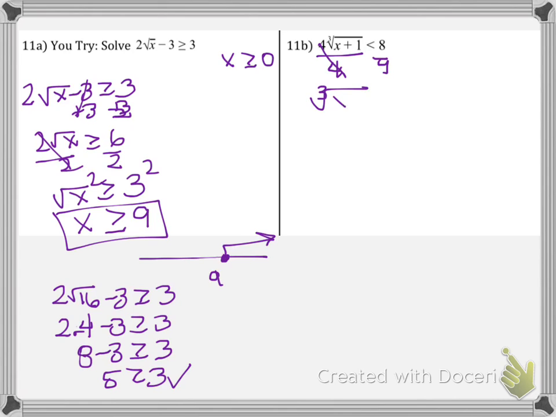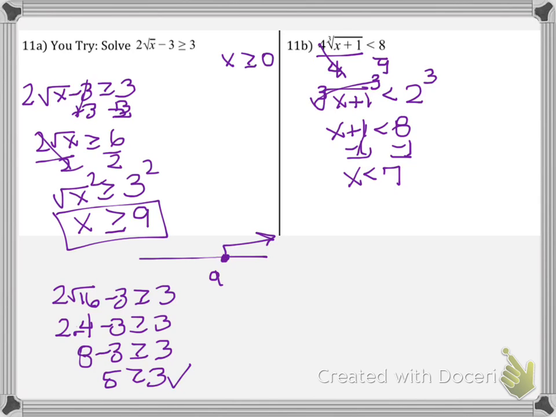So to solve for this, let's divide by 4. So cubed root of x plus 1 is less than 2. Cube both sides to get rid of the cube root. x plus 1 is less than 8. Subtract 1. So x is less than 7. And so you just need to pick a number that's less than 7.